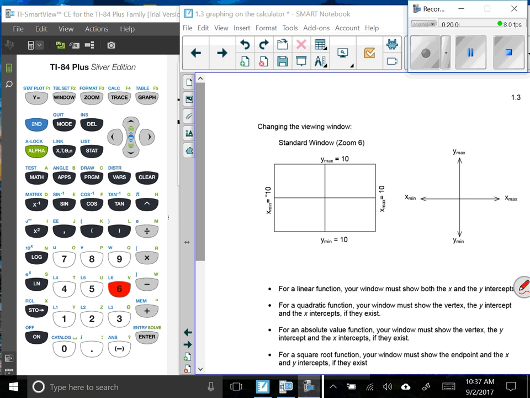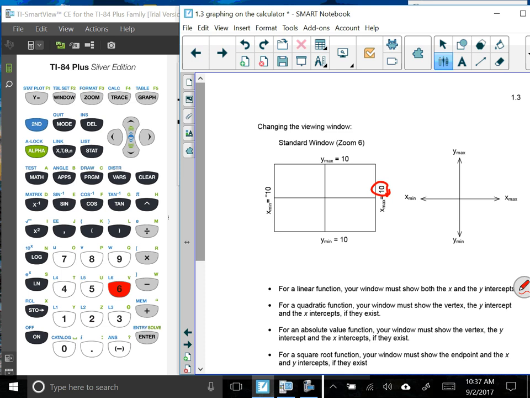Okay, so moving on to part two, we're going to look at changing the window so that we're not always using that window that goes to 10 in every direction. So just a reminder, I said this at the beginning, that the standard window, when you hit Zoom 6, is going to take you out to the right 10 units, to the left 10 units, up 10 units, and down. That line in should say -10. You want to correct that, down 10 units.